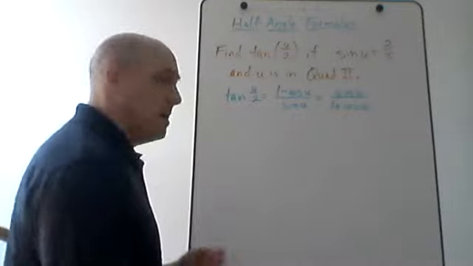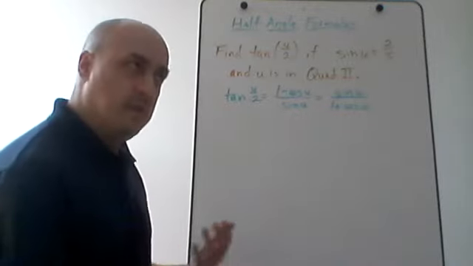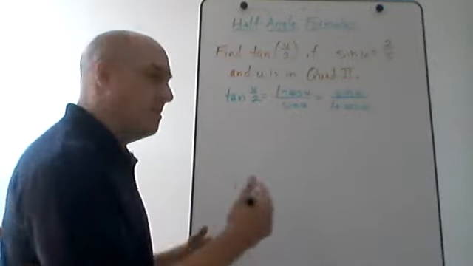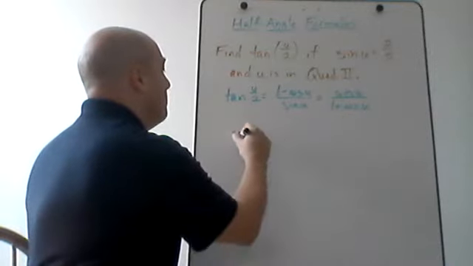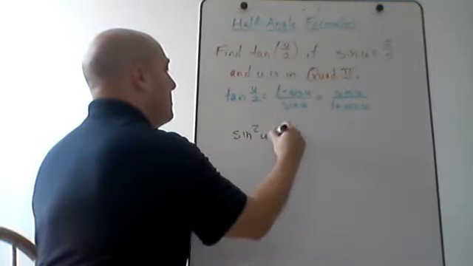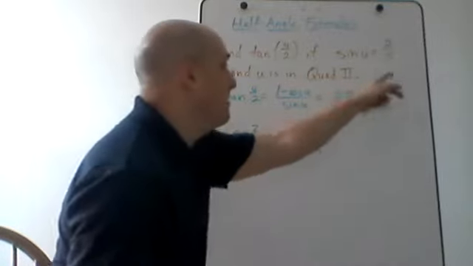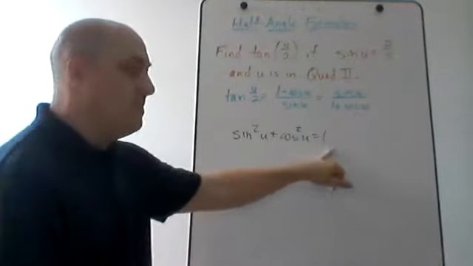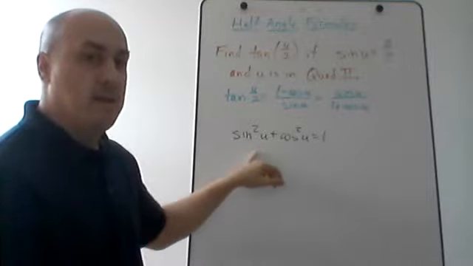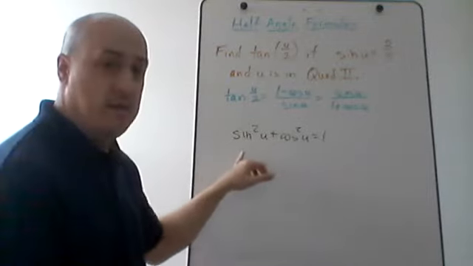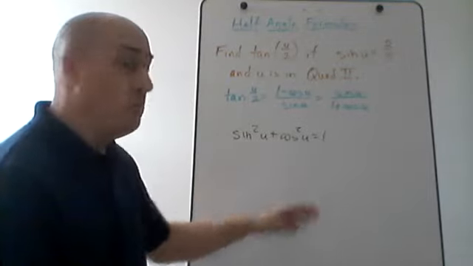If you watched the video that I did on, I think it was the double angle formulas, we had to do something similar in the example there. Sine squared of u plus cosine squared of u equals 1. If I know sine of u equals 2/5, and I know this Pythagorean identity, which in a lot of the videos I've done keeps coming up, it's a really important one to know.